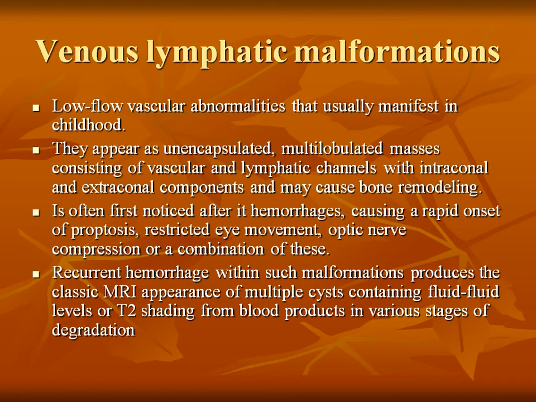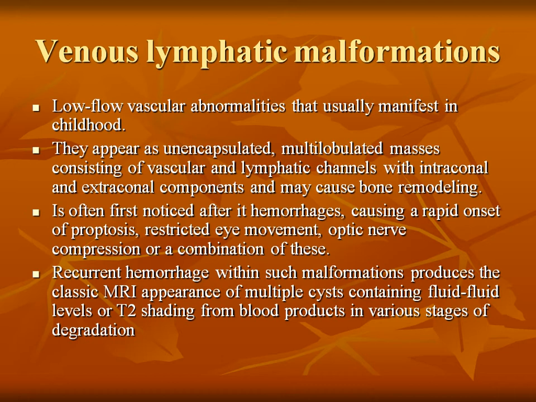Venous lymphatic malformations are low flow vascular abnormalities that manifest in childhood. They appear as unencapsulated multilobulated masses consisting of vascular and lymphatic channels with intraconal and extraconal components. They may cause bone remodeling, first noticed after it hemorrhages, causing a rapid onset of proptosis, restricted eye movement, optic nerve compression, or a combination of these findings. Recurrent hemorrhage with such malformation produces the classic MRI appearance of multiple cysts containing fluid levels or T2 shading from blood products in various stages of degradation.